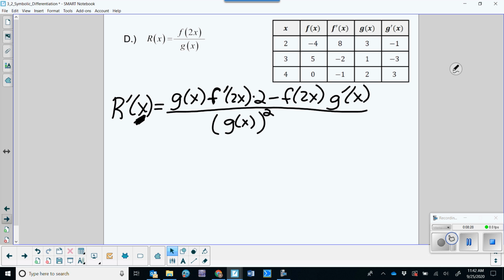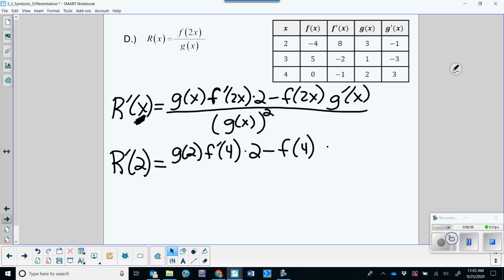And be sure you put that entire expression in parentheses, because it doesn't mean the same thing to write g of x squared as it does to write g of x whole thing squared. Okay, now I'm going to show that what I'm doing is plugging in 2. So I write r prime of 2, and I just start filling stuff in. So I'll have g of 2 f prime of 4 times 2 minus f of 4 g prime of 2 all over g of 2 whole thing squared.